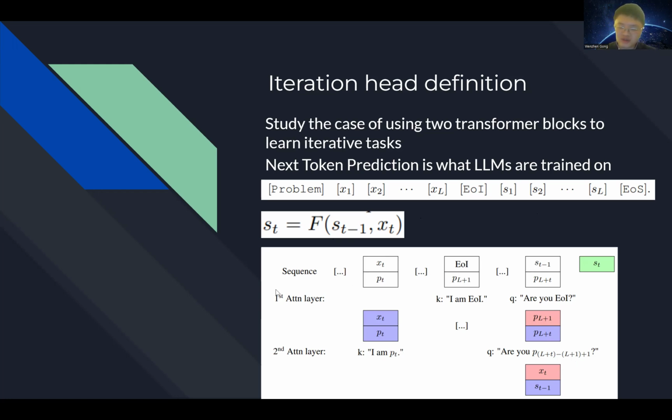And all this weight pattern that those two attention layers can learn, to fulfill these operations of K meaning IMEOI, Q meaning RUEOI, and also this for the second layer, all this learned weight pattern is defined by the author as the iteration head.